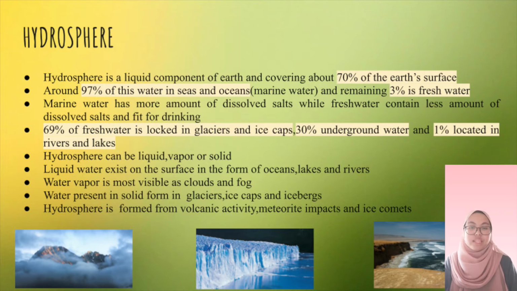69% of freshwater is locked in glaciers and ice caps, 30% is underground water, and 1% is located in rivers and lakes. The hydrosphere can be liquid, vapor, or solid. Liquid water exists on the surface in the form of oceans, lakes, and rivers. Water vapor is most visible as clouds and fog, and water is present in solid form in glaciers, ice caps, and icebergs. The hydrosphere is formed from volcanic activity, meteorite impacts, and ice comets.